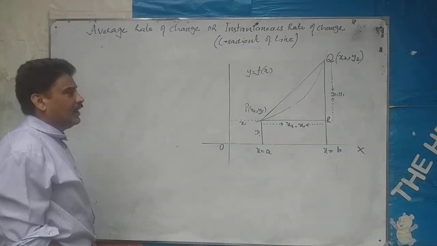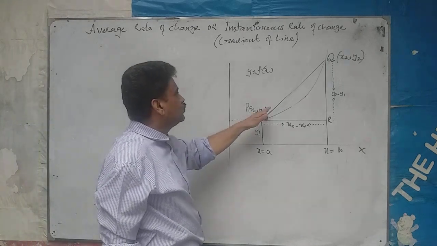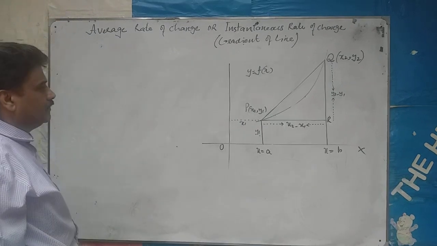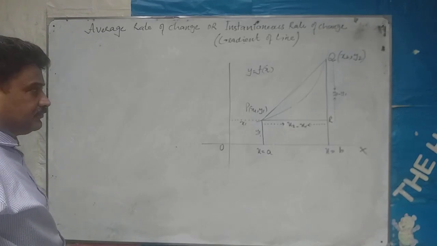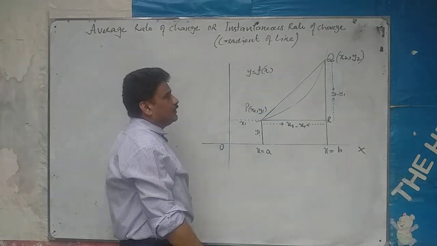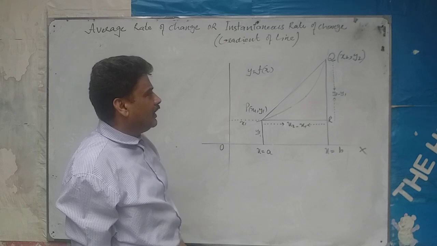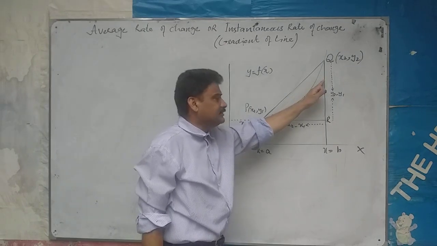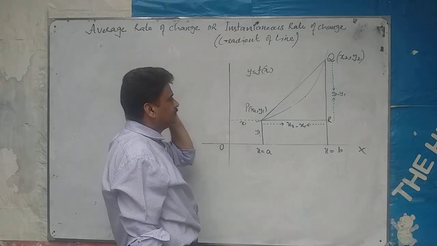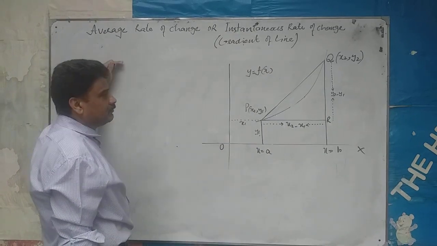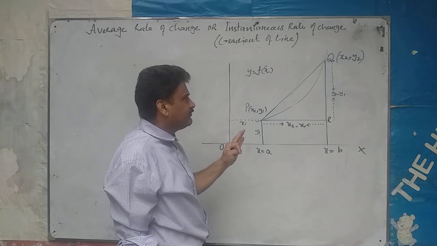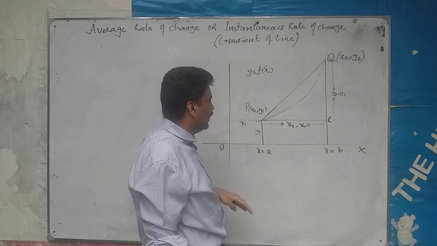Since gradient of a line passing through 2 points is a ratio between the difference between its ordinates and the difference between its abscissas. We can say that gradient of a line passing through 2 points is a ratio between the difference of its ordinates and difference of its abscissas.